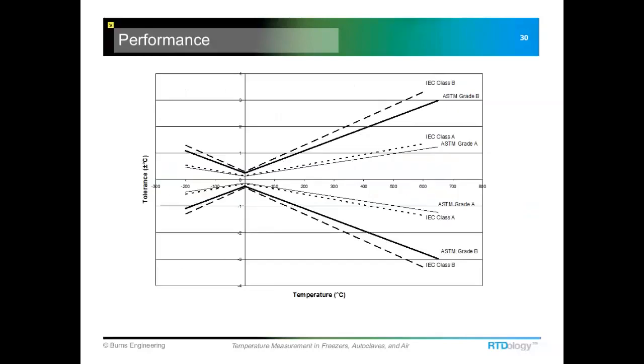There's also a graph, and we have the tightest tolerance here at 0 degrees C, and you can see here as we go away from 0, the tolerances get bigger, and that's exactly what the equations will help you define. Again, here's the IEC standard and the ASTM. Just a little bit of difference in the tolerances between the two.